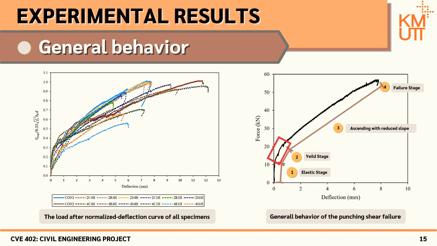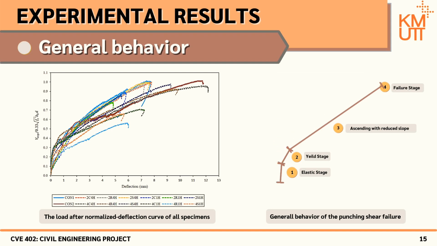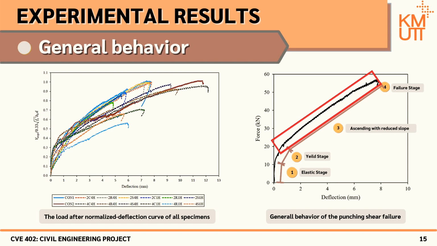Then the curve begins to bend. In this state, the first crack occurred. After that, the curve was ascending with reduced slope. Finally, the curve decreased suddenly. In this state, the specimen failed.